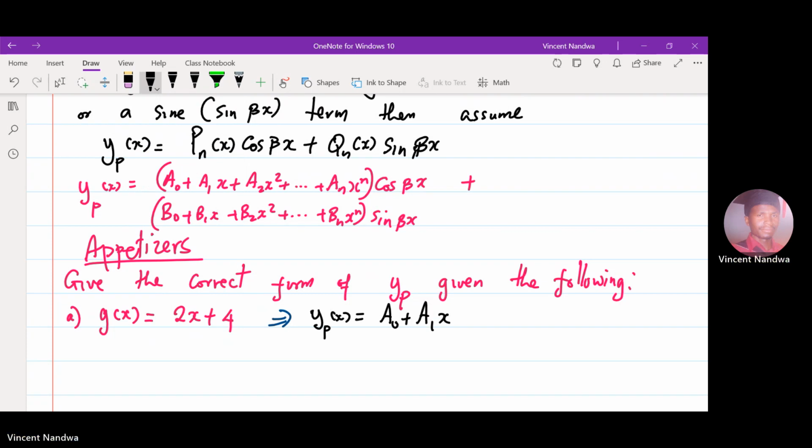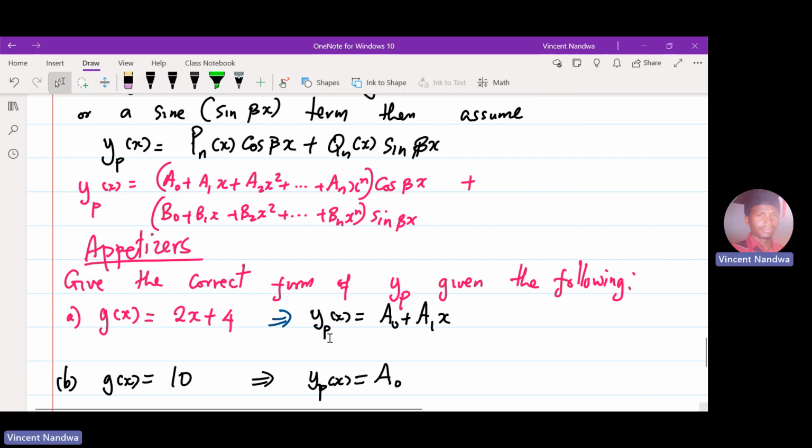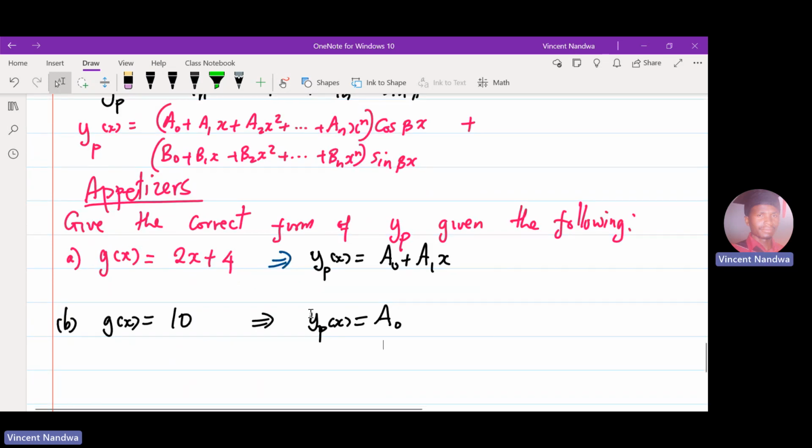And if I have g of x given by 10, what will be my choice for yp? Just A0. That's a constant, okay? So yp will be simply A0. Please, there's nothing special with writing A0 or A1. You can say C1, C2, or A, B. The thing is that there are constants to be found.